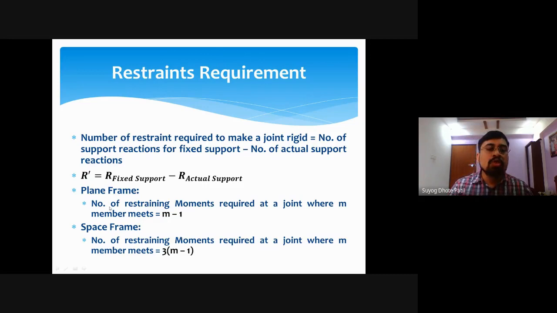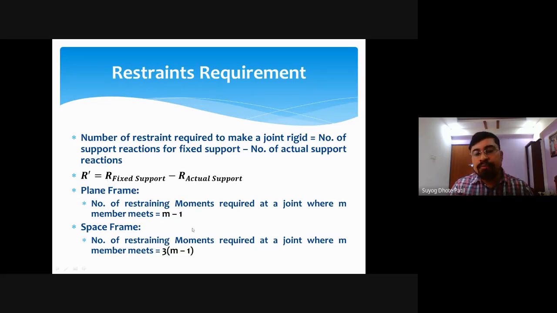Okay, so the number of restraining moments is required. Restraining moments are mentioned directly because when we consider a hinge support there will be 2 reactions only, vertical or horizontal. Movement is not possible, but rotation is possible. That's why only one reaction is possible, that is moment. So whenever there is an internal hinge, there will be a restraining moment only.